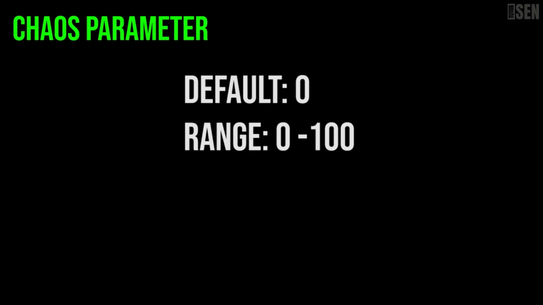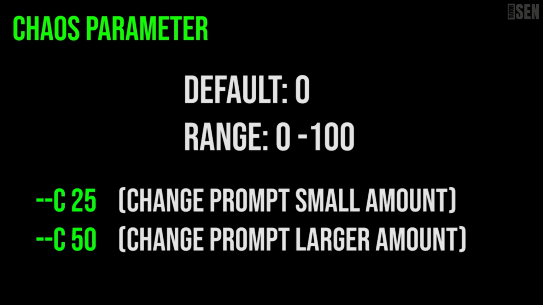The default for the chaos parameter is 0, and the range is from 0 to 100. --C 25 will let the AI change the prompt a small amount. --C 50 will let the AI change the prompt a larger amount. If you select a value larger than 50, it usually doesn't have that much of a change, except in certain cases.